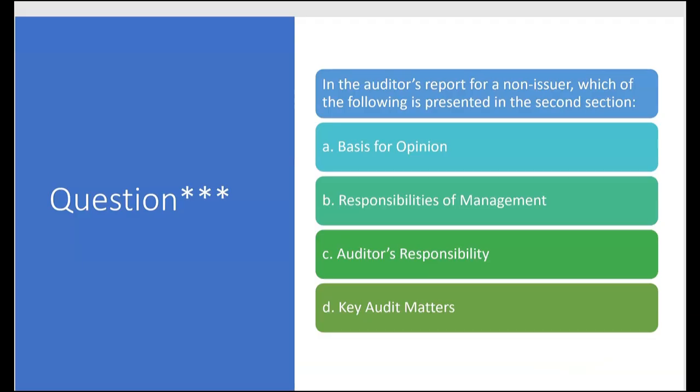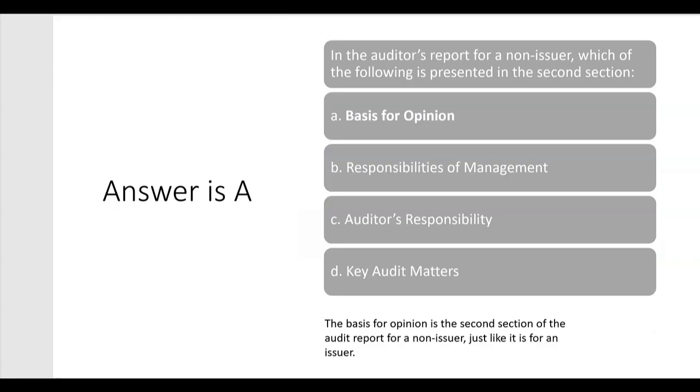Let's try this question. In the auditor's report for a non-issuer, which of the following is presented in the second section? All right, basis for opinion, letter A. That's the second section, isn't it? Because what's first? The opinion section is first. It goes opinion section and then basis for opinion second. So letter A looks good. B, responsibilities of management. That's definitely not in the second section. Neither is auditor's responsibility or key audit matters. So the answer is A. The basis for opinion is the second section of the audit report for the non-issuer. Just like it is now for an issuer, the two reports are very closely aligned.